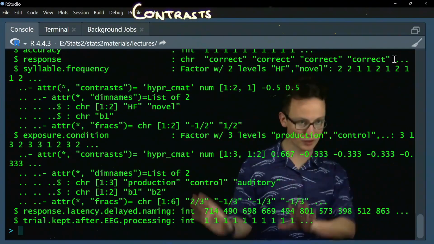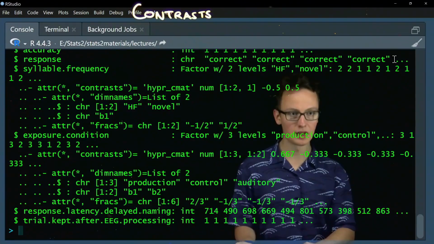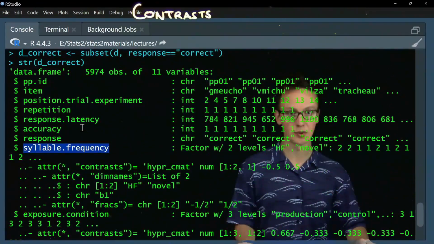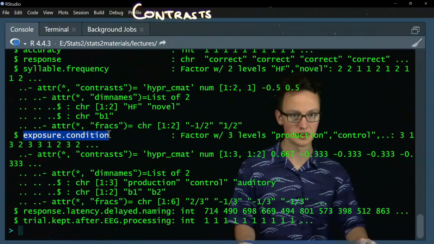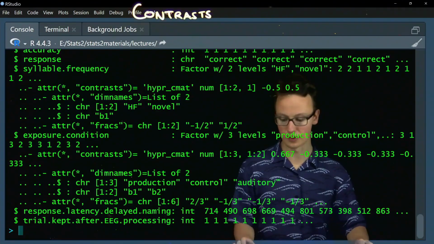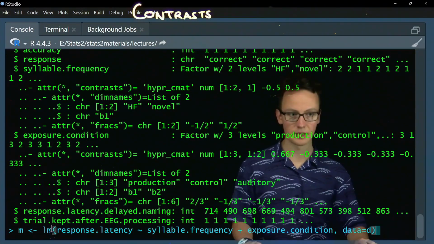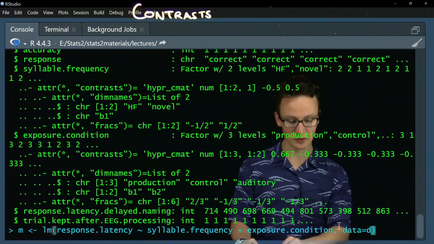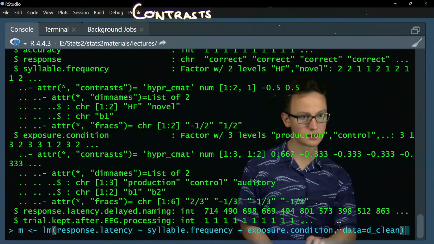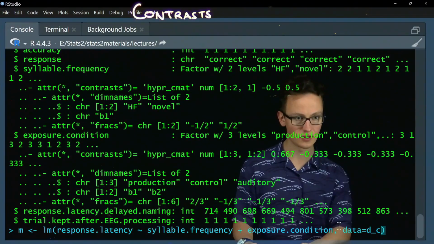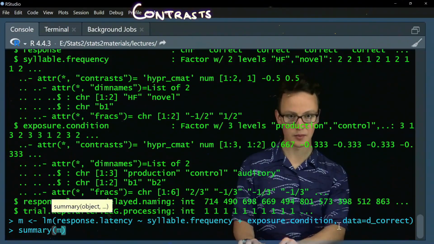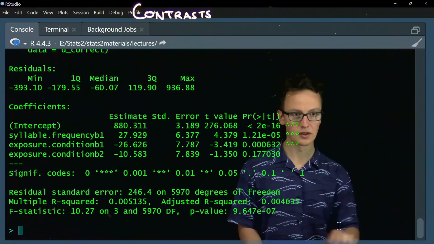Again, there's the same structure, only that here we are only left with the correct responses. And so among the correct responses, we now want to fit the linear model with two main effects, namely the syllable frequency and the exposure condition, using the contrast coding we defined. So let's paste our model code back into here. And so we're going to fit this on D correct, not D clean. And we can have a look at the summary and see what the results look like.